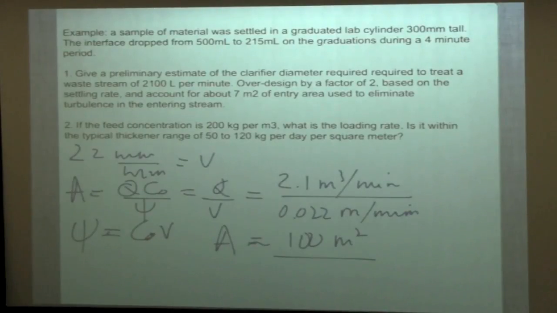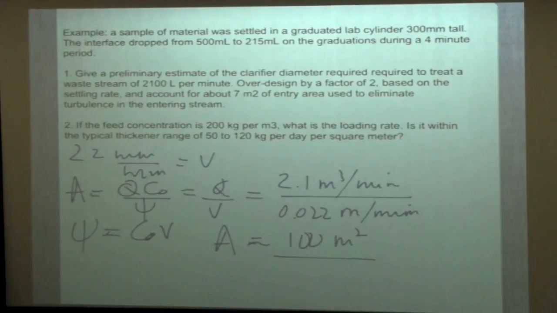Okay, then the next part is asking you to estimate the loading rate. So this is your flux. Loading rate, if the feed concentration is given to you as 200 kilograms per meter cubed of feed, what is the loading rate? Is it within the typical loading rate for this industry, which has values between 50 and 120? That's another reason I want you to have this in your mind: if you're designing a system and you calculate your loading rate and it's totally out of whack with the industry norm, then you've got some issue there. You're designing a settler that's too big or too small for what's normally done. So typical loading rates are in the order of 50 to 120 kilograms per day per square meter.